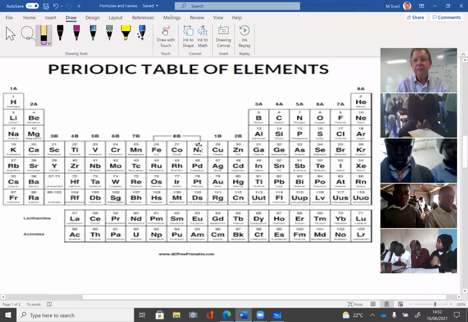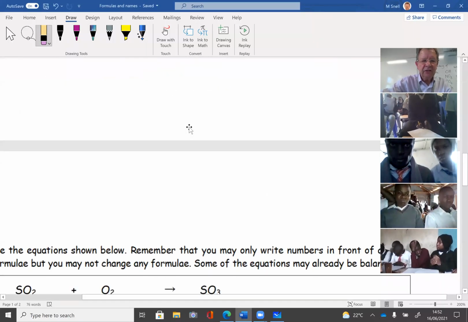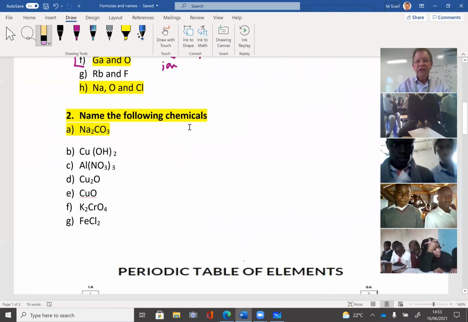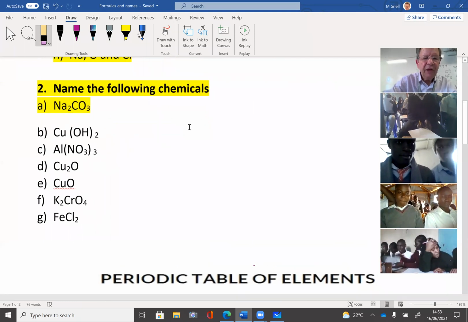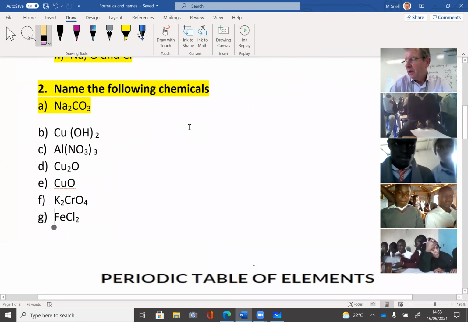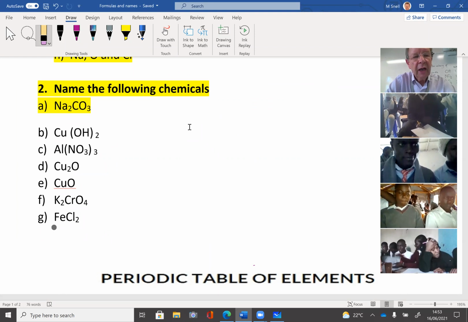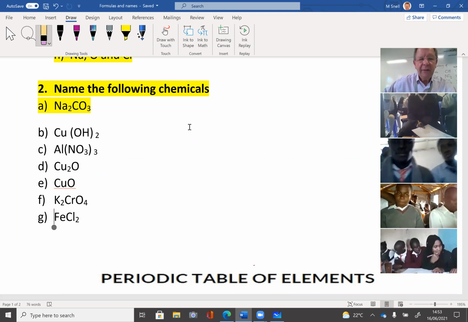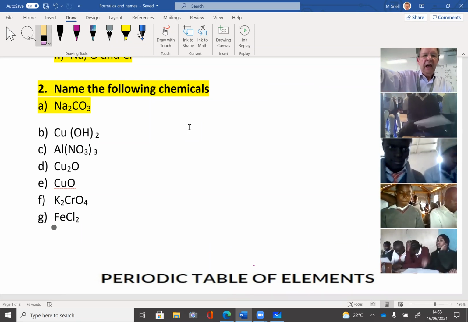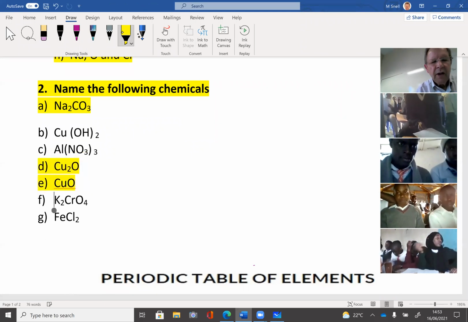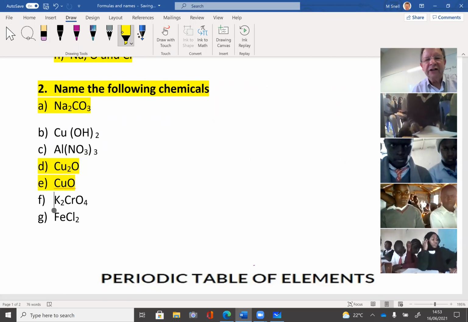It goes like this. If we look at the next challenge, which was here, which was about naming chemicals. I think most of you can probably do this. So I'll just give you the answers and you can look at them later. But copper hydroxide, aluminium nitrate. Now, the only thing that I wanted to pick out here was these two. These two are both copper oxide.